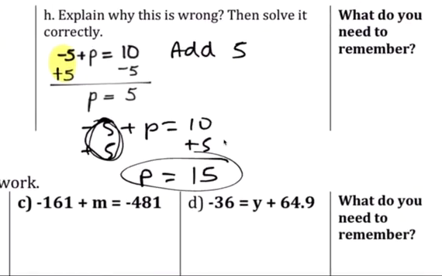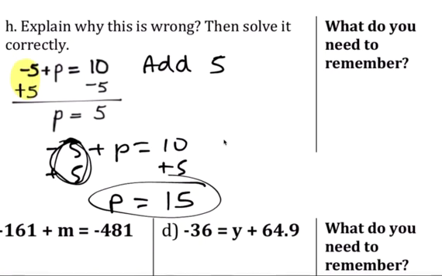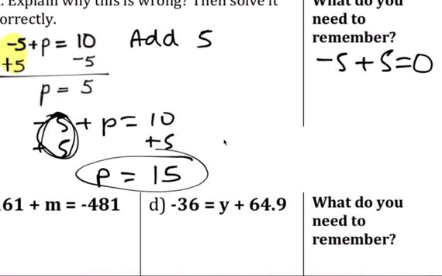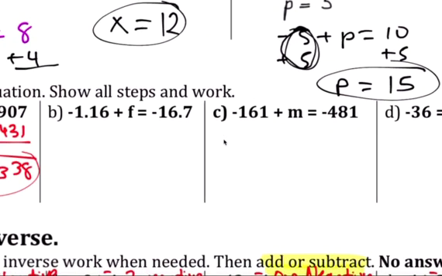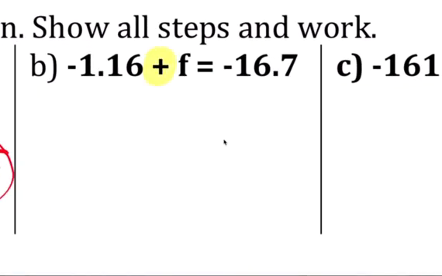What do you need to remember? If it's a -5, you add 5 to get 0. They're opposite. Okay, what do you need to remember? Make 0 where the plus sign is. Okay, so for example, here's the plus sign. Here's the equal sign that separates them.